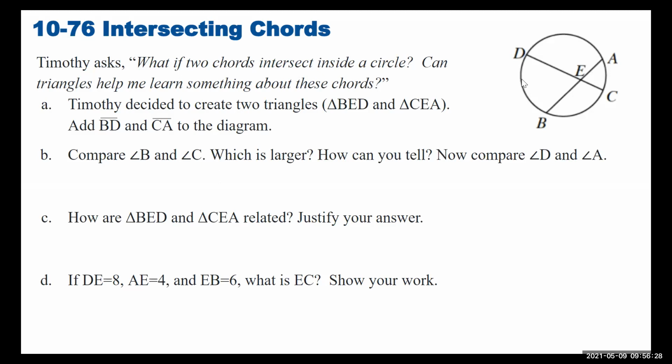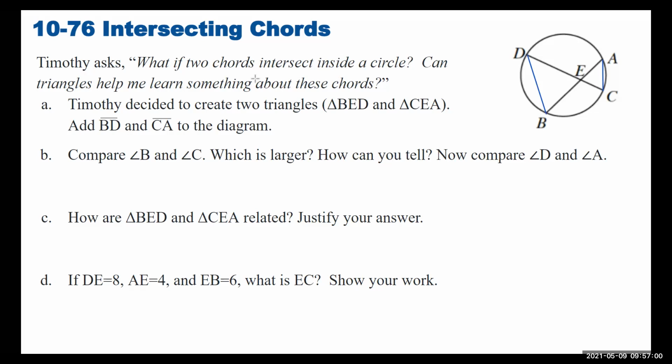Timothy decided to create two triangles, triangle BED and triangle CEA. I'll use my line tool here to create some triangles. So for BED, we connect B to D to create triangle BED. And then we also connect point C to point A to create a smaller triangle CEA. All right, now in part B, it says compare angle B and angle C.